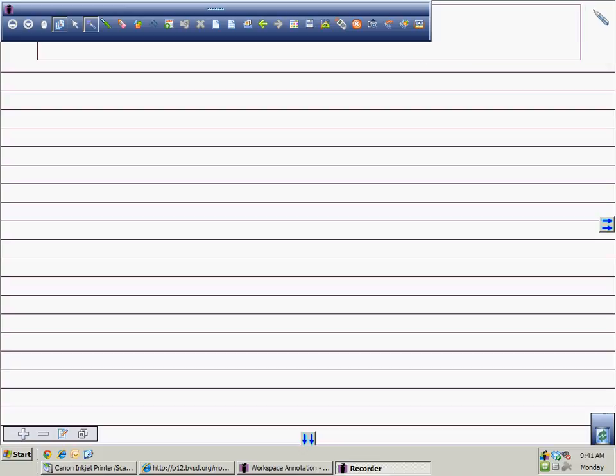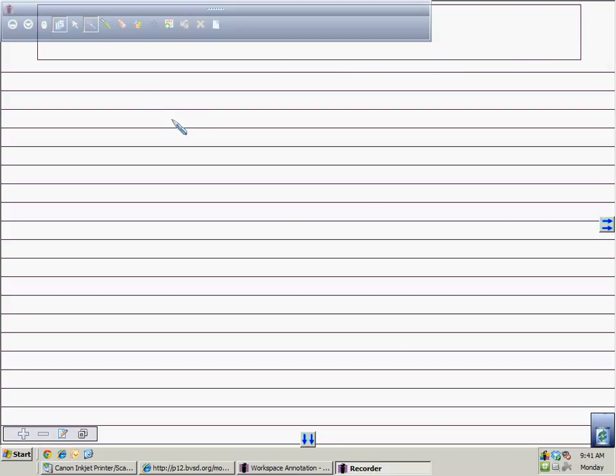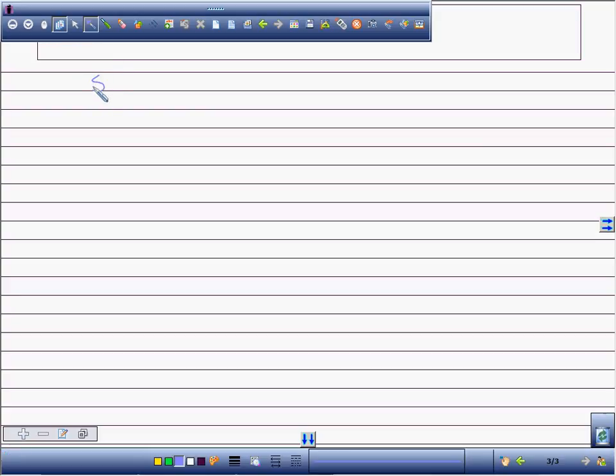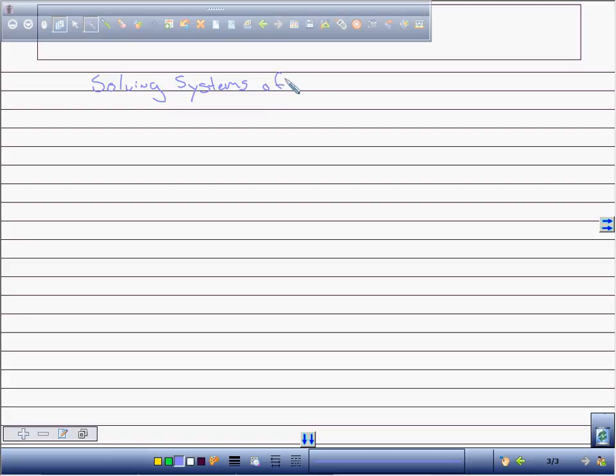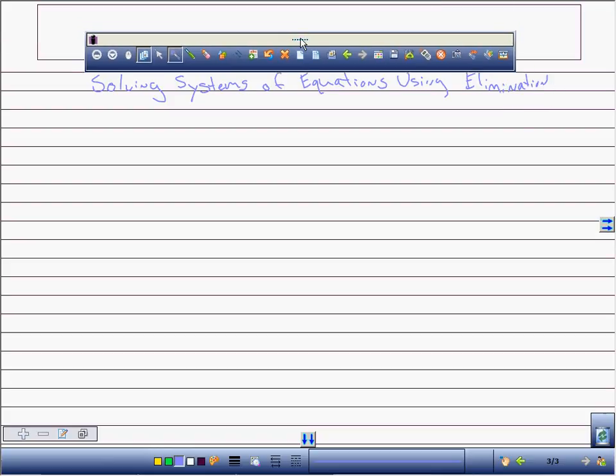Today's topic is going to be called Solving Systems of Equations using elimination. You should take some notes. This is called the elimination method.